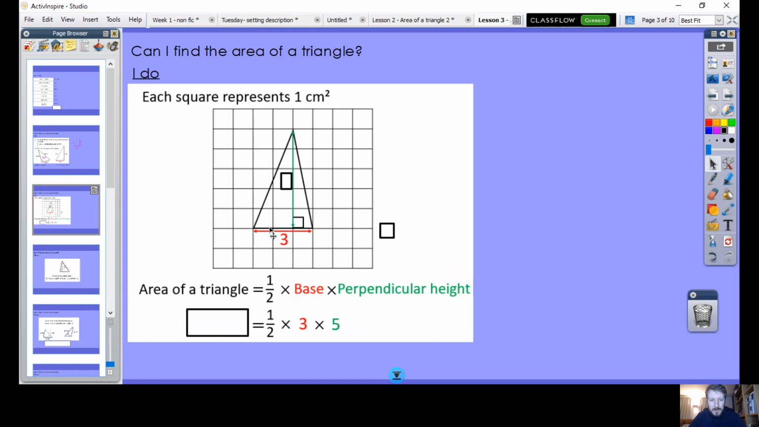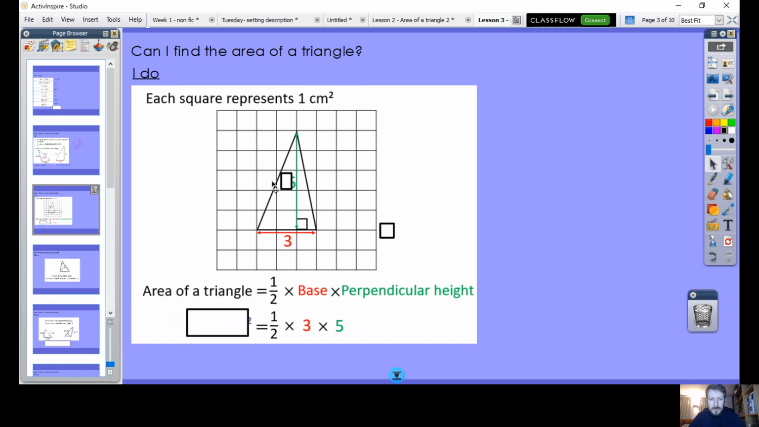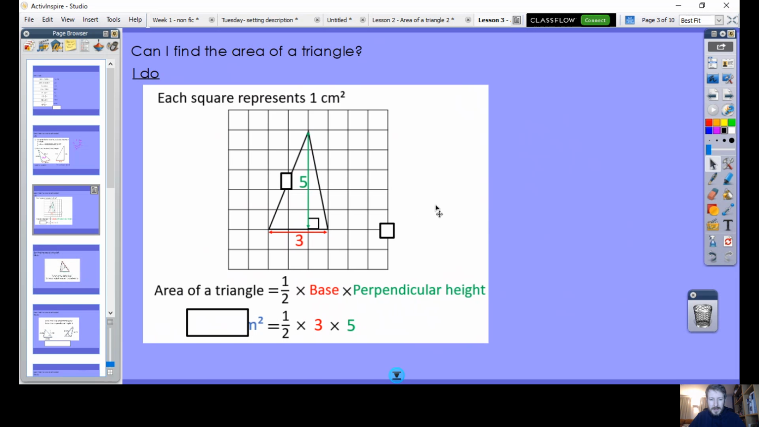And the perpendicular height, we go from the base to the top of the triangle. We have to go at a right angle. Now it doesn't matter that it's not one of these two lengths here. This is still the height of that triangle. So we go 1, 2, 3, 4, 5. Let me move this over here slightly. Okay, so the triangle is 5 centimeters high.